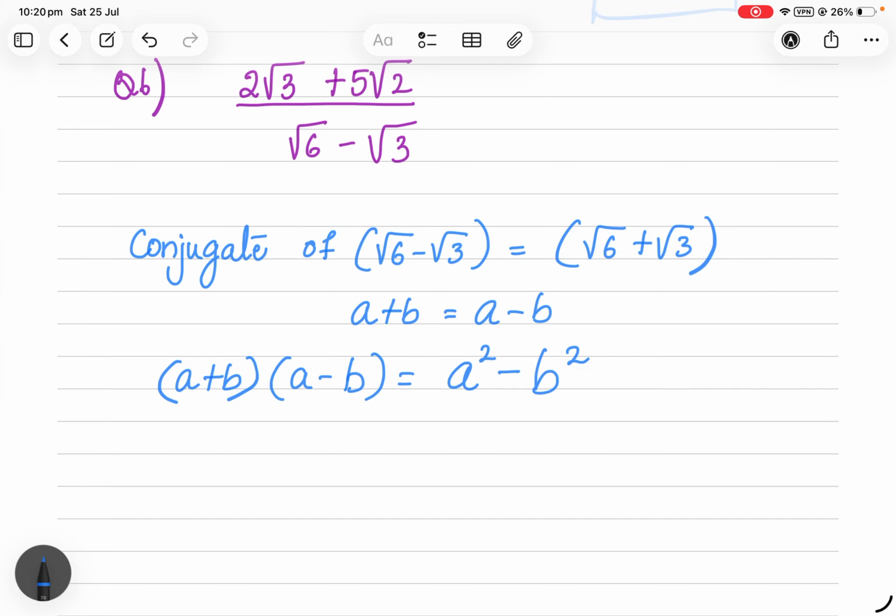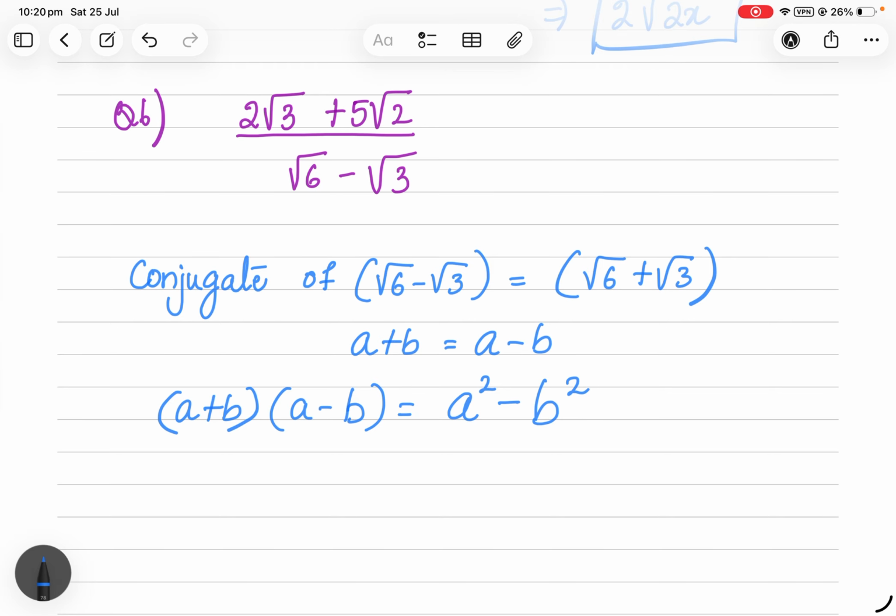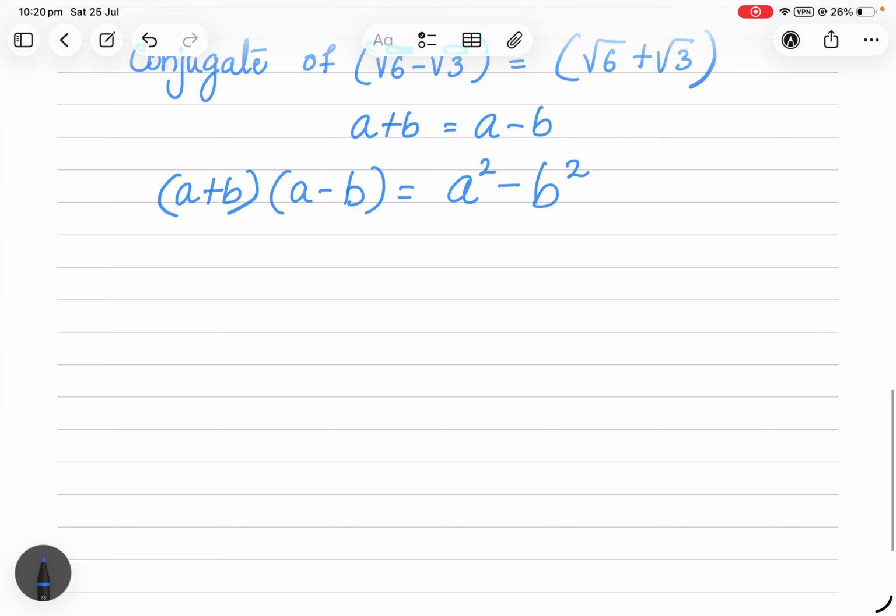Okay, so watch this here. Focus on the denominator. What happens to the denominator in this question? I'm working on the denominator first because I have to rationalize the denominator.